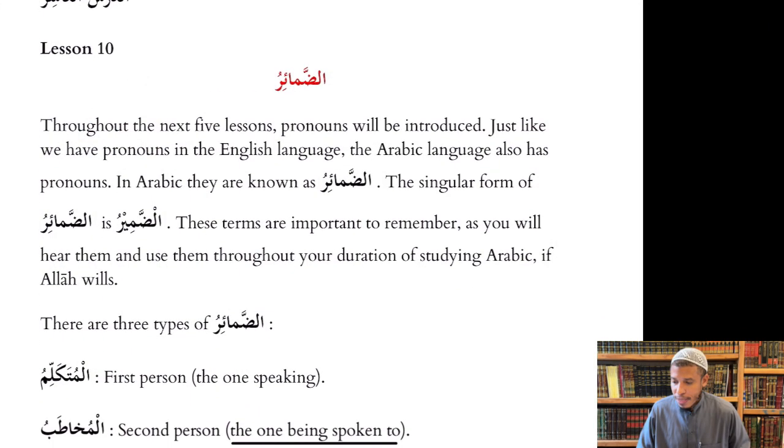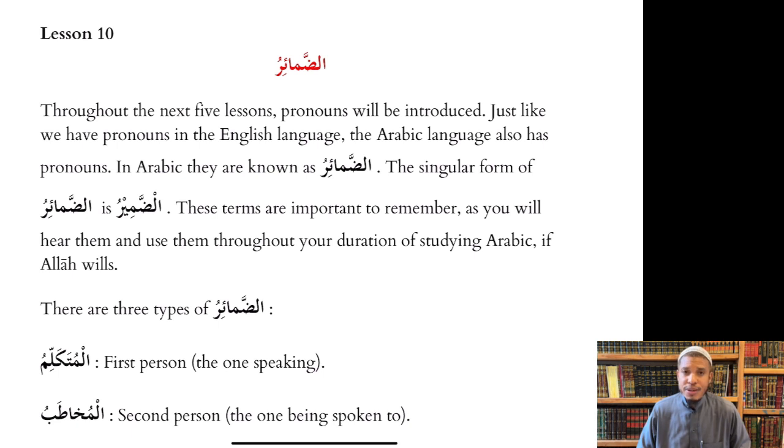Lesson 10. All right. الضمائر. Throughout the next 5 lessons, الضمائر, pronouns, will be introduced. And just like we have pronouns in the English language, the Arabic language also has pronouns. All right. He, she, they, them. Likewise, we have pronouns in Arabic. They are known as al-dama'ir.